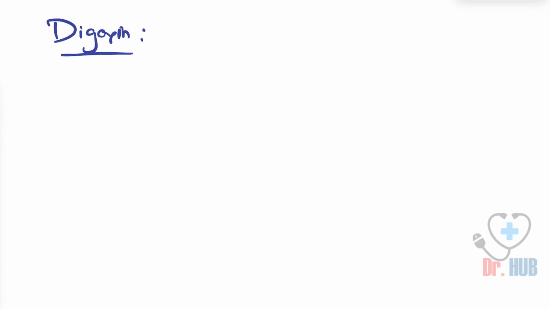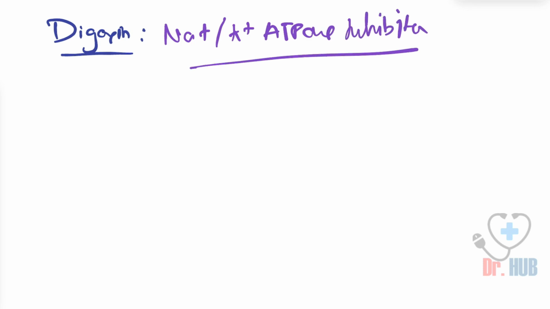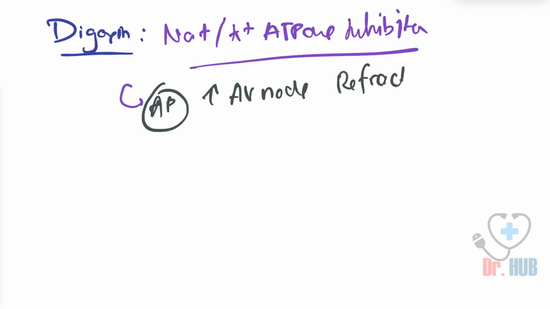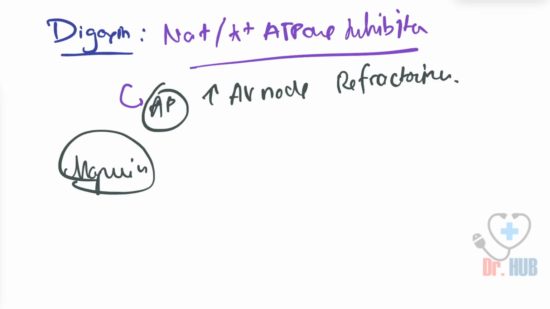Then we move on to the drug digoxin. So what does digoxin do? Digoxin is a sodium potassium ATPase inhibitor. And what about the action potential duration? It increases the AV node refractoriness. And then we look at magnesium. Magnesium's mechanism is totally unknown.